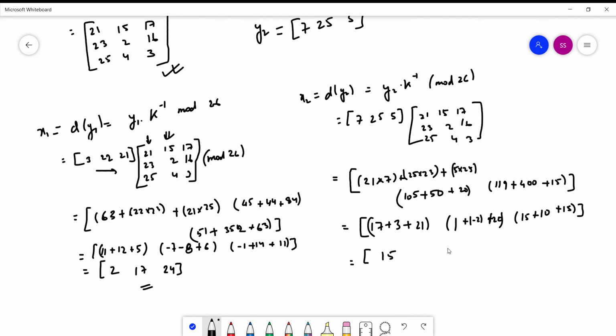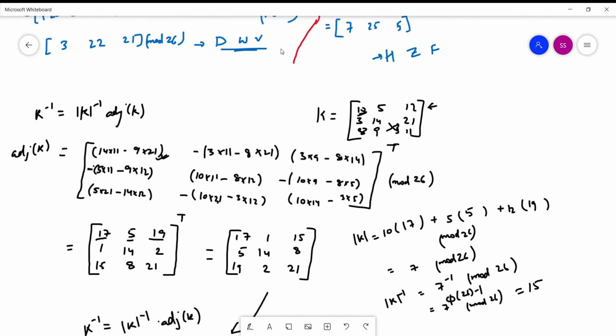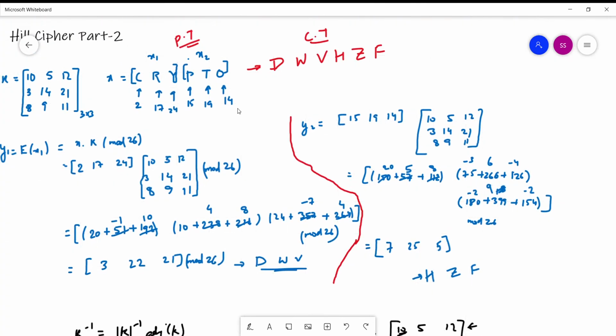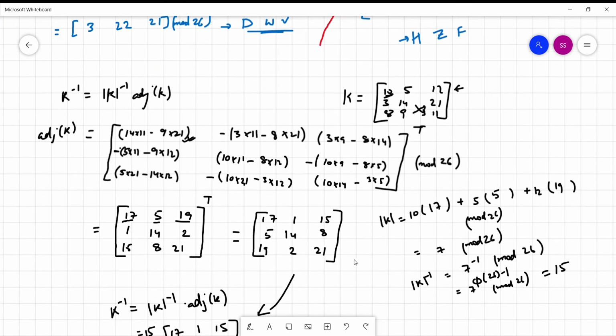20 minus 5 is 15. I'm getting 15. Second is 1 minus 2 plus 20. So 21 minus 2 is 19. And the third term is 15 plus 15 is 30. 30 is 4 plus 10, 14. So this is the value I am getting while decrypting y2. So let us verify if I am getting the correct value. So my value is 15, 19 and 14. The actual value was 15, 19 and 14. So we have successfully decrypted our ciphertext.